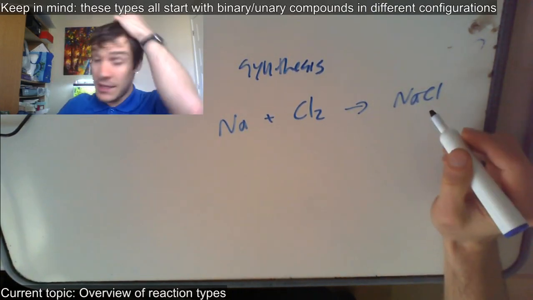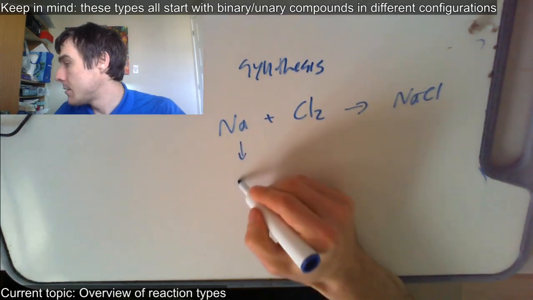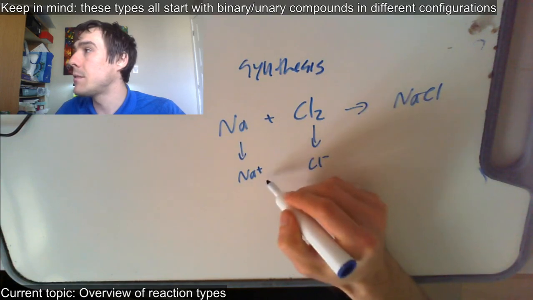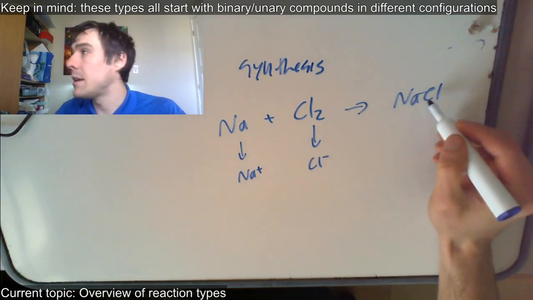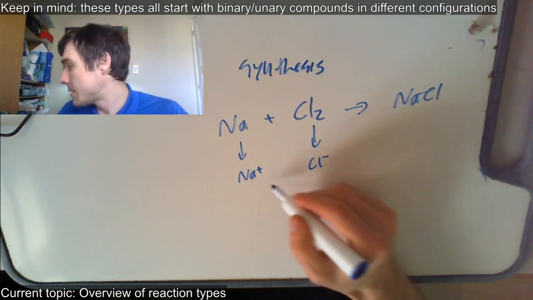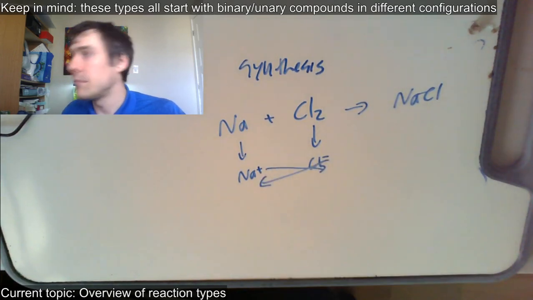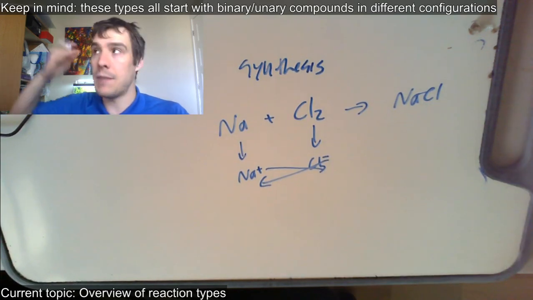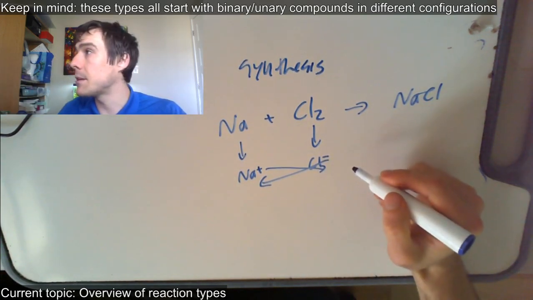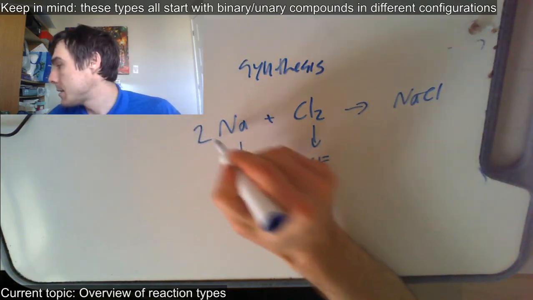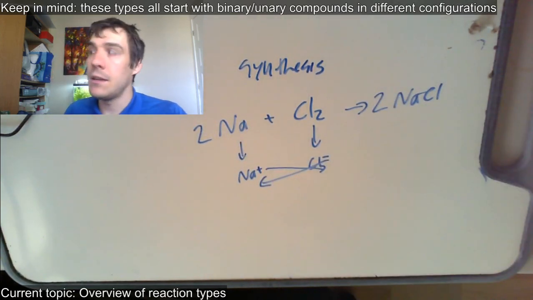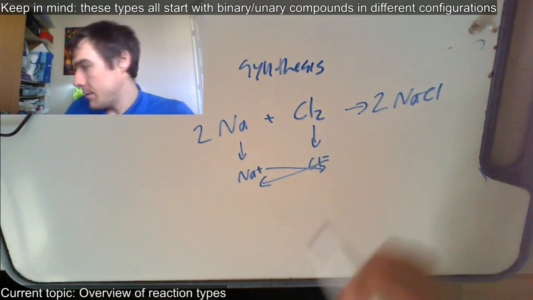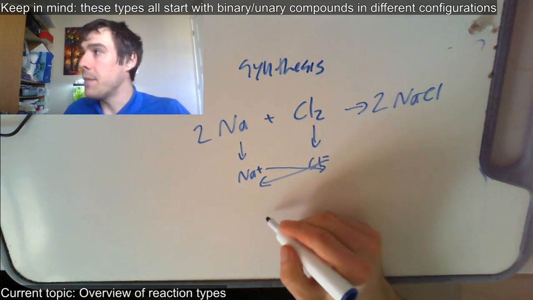How do we know it makes NaCl and not something else? Well, sodium is going to make a +1 ion, chlorine is going to make a -1 ion, so together those two are going to make NaCl. It's that crisscross thing, or you can just run through how many of each I need to make it work. And you see, we have to balance this. We need two sodiums. We're going to make 2 NaCl. So that's an ionic compound: a metal and a non-metal making an ionic compound.